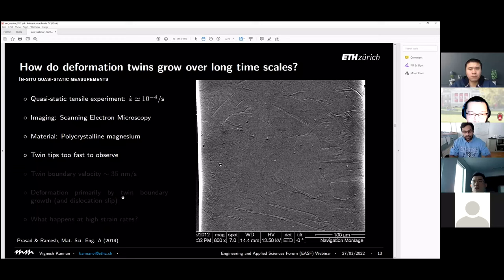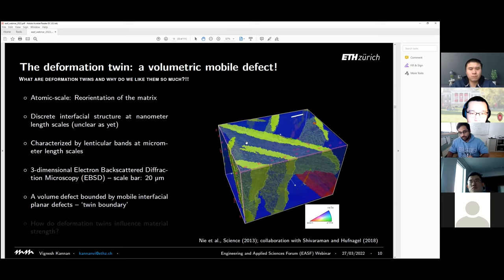These measurements, imagine you have a single slice of this block. That basically tells you that the green areas are twins and the blue areas are matrix. So this is another way of looking at it, but this way you cannot do it time-resolved. You cannot look at microsecond time scales.